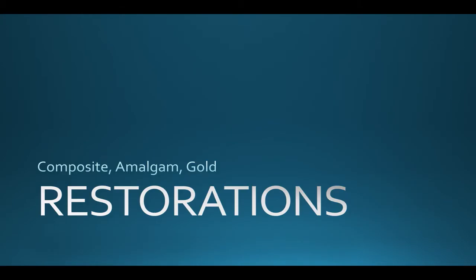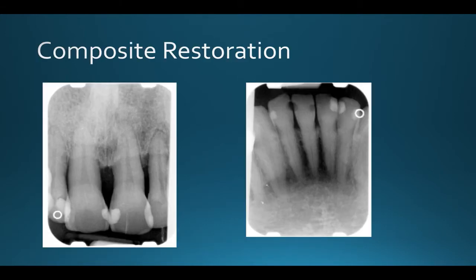So to start, we'll start with restoration. So it's going to be your composites, your amalgam, and gold. So first your composites. Composites are that tooth-colored restorative material that you see here, on these anterior teeth.